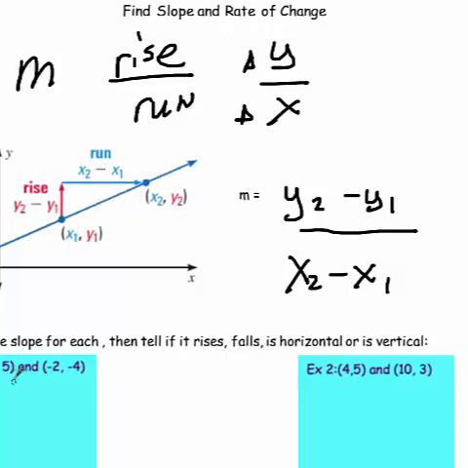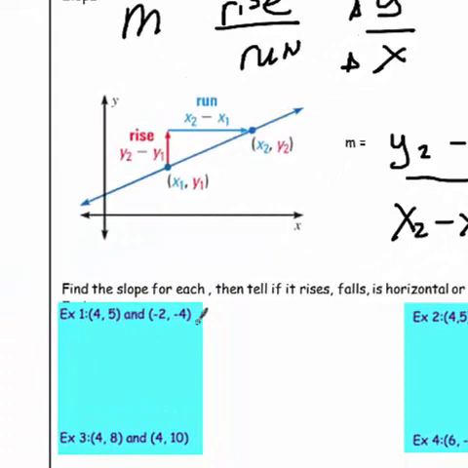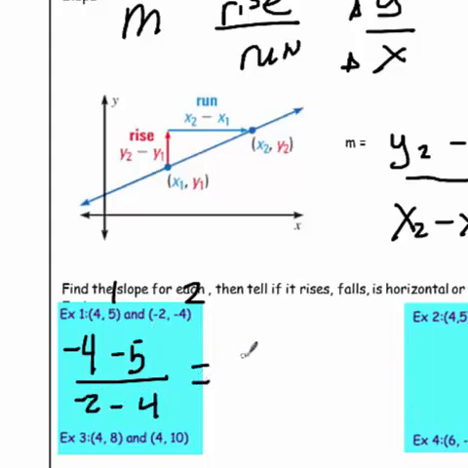So on example 1, we can take our difference in our x's and difference in our y's. It doesn't really matter whether I call this y1 or this y2. I'm just going to call this point 2 and this point 1, just because it comes first. So in this case, I'm going to do negative 4 minus 5, and we're going to divide that by negative 2 minus 4. So now I get negative 9 over negative 6, which simplifies to 3 over 2. I'm going to let you do example 2.